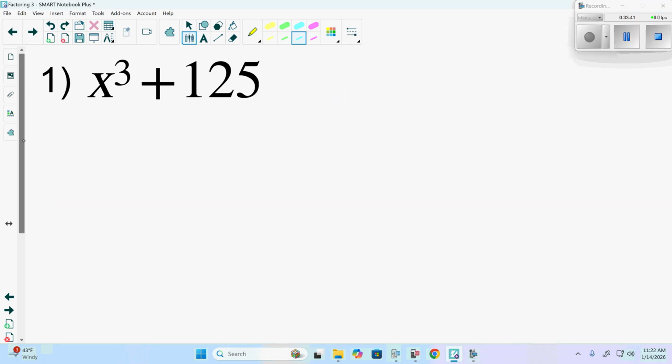So if we look at the first example of this here, x cubed plus 125. We want to see first if it is a sum of perfect cubes. So we need to see, can x cubed be written as a number or term multiplied by itself 3 times? Well, yes, it would be x. So that's telling us our first term, a, in this case, is going to be x. Now we need to see if 125 is a perfect cube, if we can write it as a number times itself 3 times.